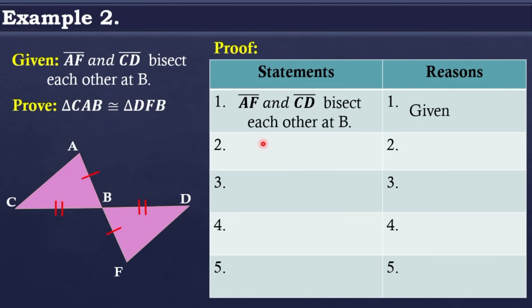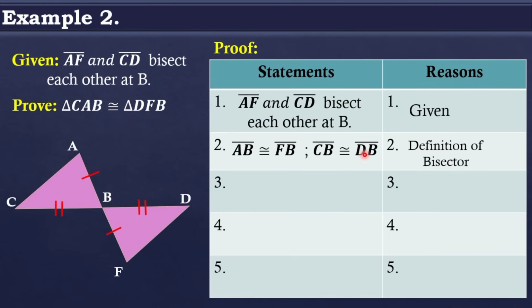Okay, so we can now have our statement number 2 that segment AB is congruent to segment FB and segment CB is congruent to segment DB. Why? This is a definition of bisector. So, kanina nga binanggit ko ano ba ibig sabihin ng bisector. Hinahati niya po ang segments or angles into two congruent parts. Okay, so dinefine ko yon, ibig sabihin, definition of bisector po ang reason natin dyan.